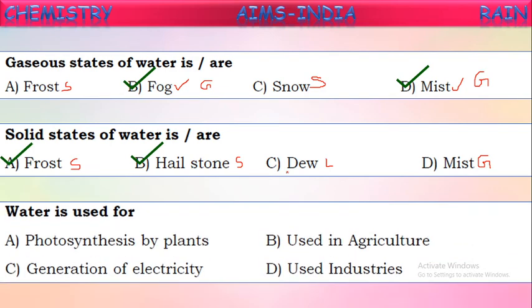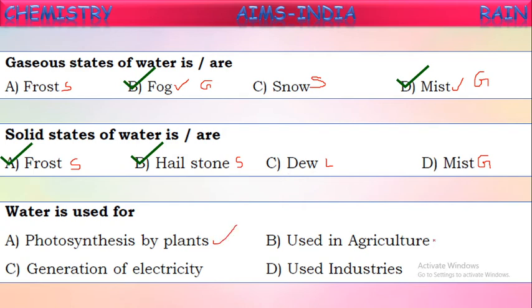Next one. Water is used for. For what is water used? Is it used in photosynthesis by plants? Yes, of course. All plants take water from the soil by using their roots. This water is supplied to the leaves. In the leaves, the photosynthesis process happens in the production of food. So water is used by plants in photosynthesis. It is correct.